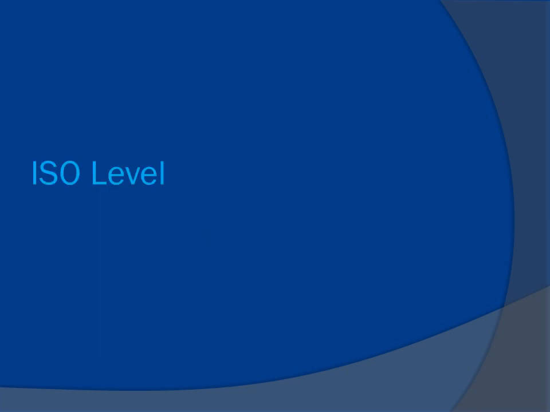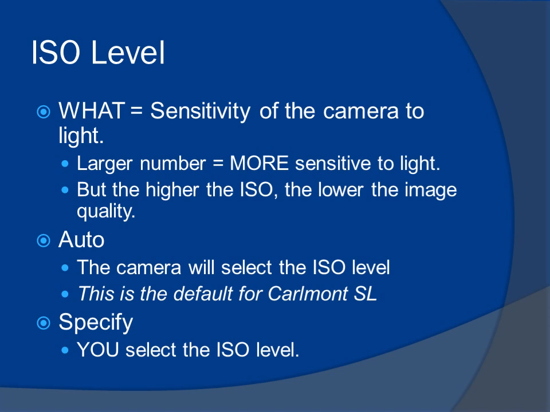ISO level. What is it? It's the sensitivity of the camera to light. The larger the number, the more sensitive it is to light. But there is no free lunch. The higher the ISO, the lower the image quality.